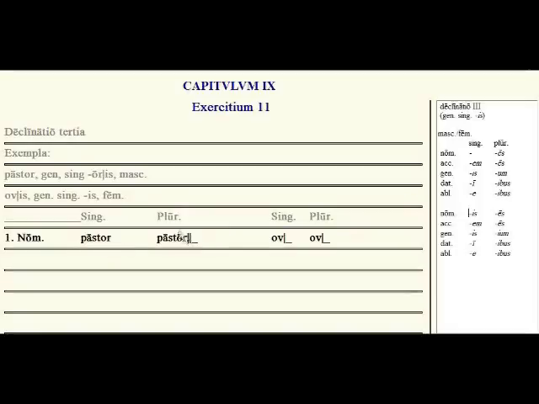Okay, so we have pastor in the nominative singular and pastores in the plural. And for ovis, we have ovis in the singular and then oves in the plural. The accusative, pastor, is pastorem, and the plural is pastores. Again, the nominative and accusative here are also the same. And for ovis, we have ovem, and for the plural, again, nominative and accusative, the same. We'll do one more. Pastor, pastoris in the genitive, and then pastores in the plural, pastorum in the genitive plural.